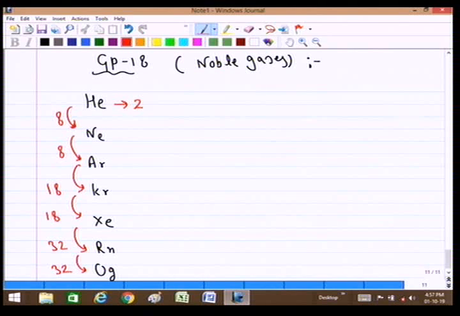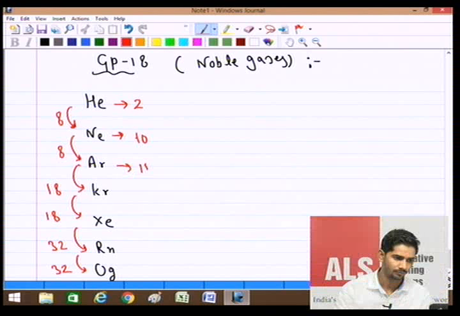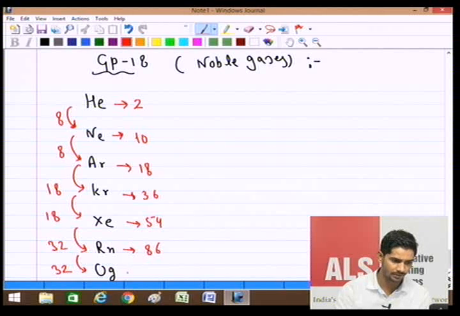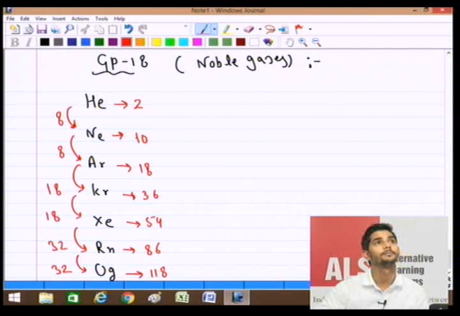Now the question is, how will you remember these noble gases? This is your 10, 18, 36, 54, 86 and 118.